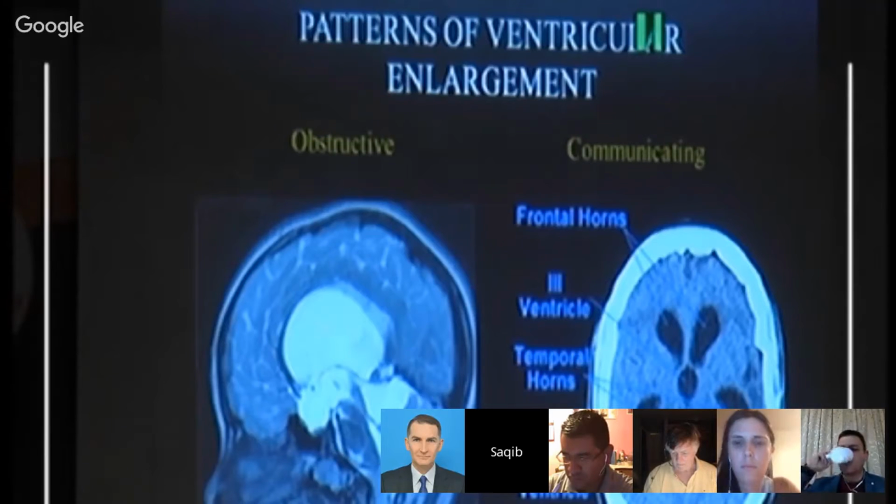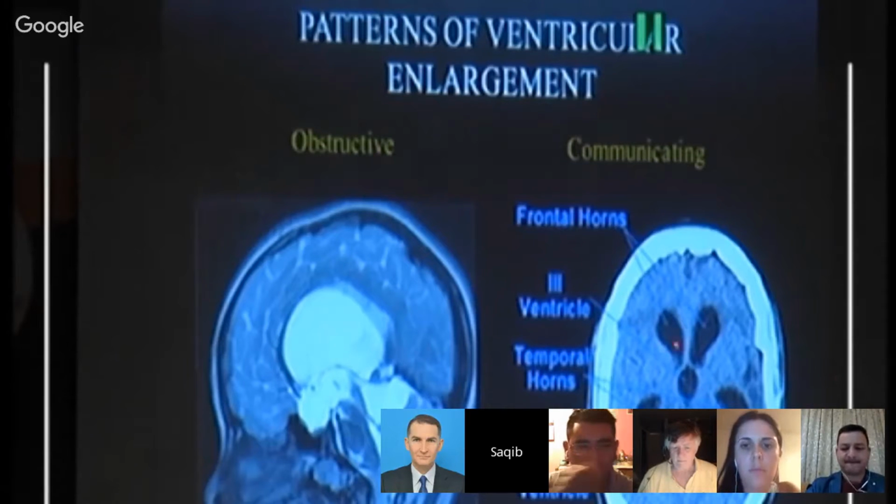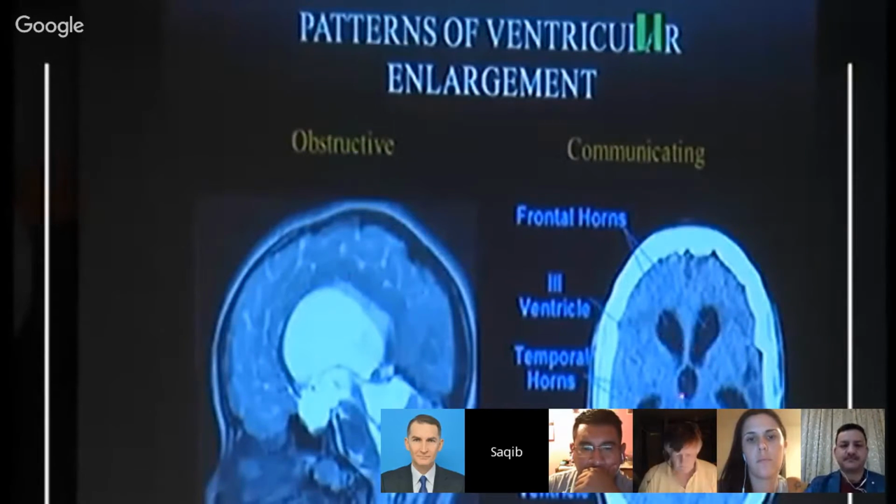On the other hand, in patients who've got meningitis or subarachnoid hemorrhage and they develop hydrocephalus later on, they typically have enlargement of the ventricles of all four systems, the lateral ventricles, the third, and the fourth ventricles. It varies with the kind of hydrocephalus that the patient has.